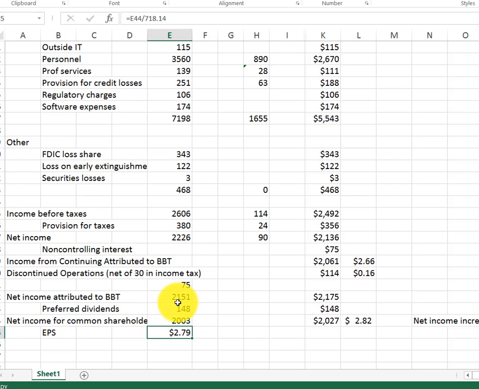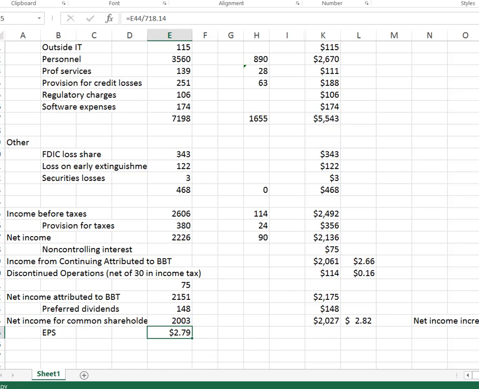And then to review earnings per share, we subtract out preferred dividends, we get net income, and then we divide by the number of shares outstanding to get earnings per share. And that is a required disclosure on every income statement. So we need to get used to the idea that earnings per share is just part of the income statement. So you see there, it's $2.79. That's literally the bank made $2.79 for each share of stock that is available to the public.